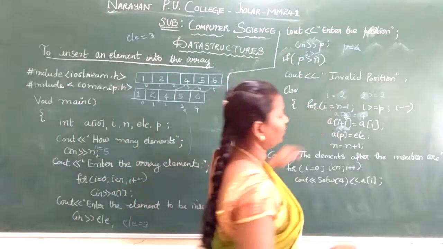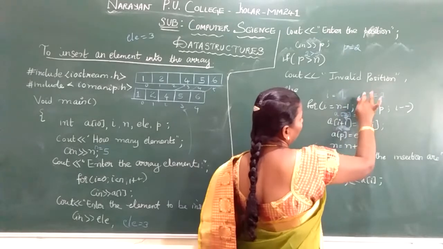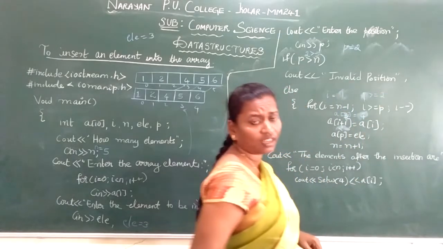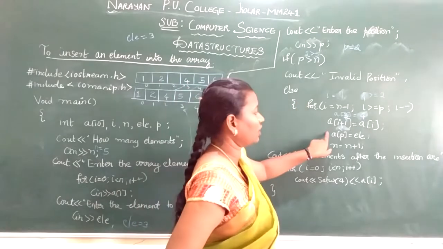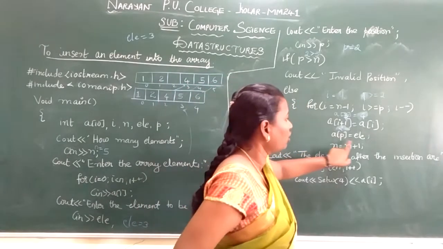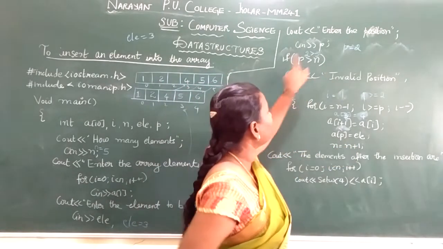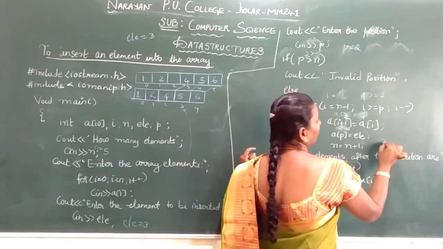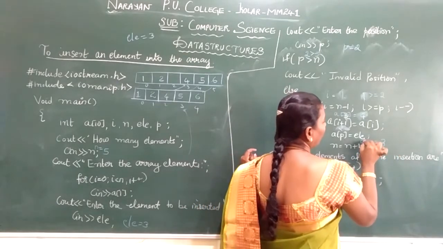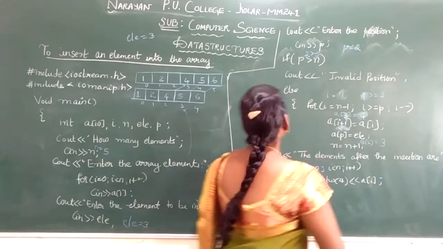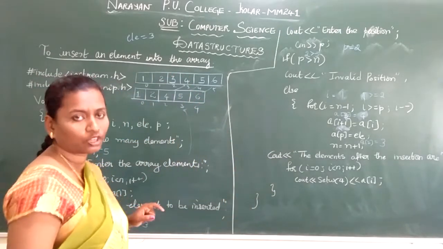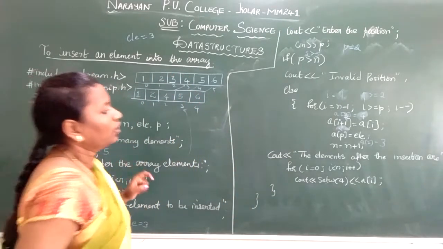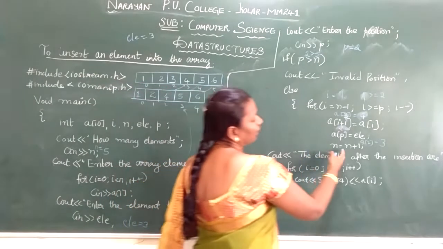I value is again decremented. I value will become 1. Is 1 greater than or equal to 2? No, the condition fails. At that time the next statement gets executed. So what is the element? My element is 3. Where am I going to add? At a of 2. I am going to add my item 3. Now your n will become n plus 1.